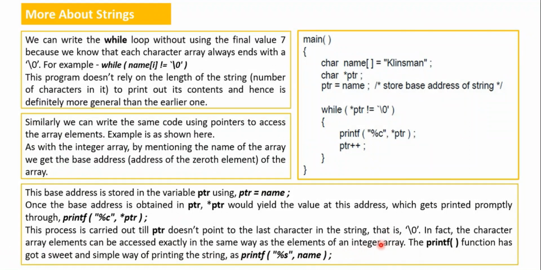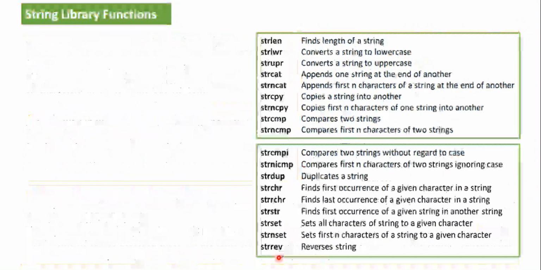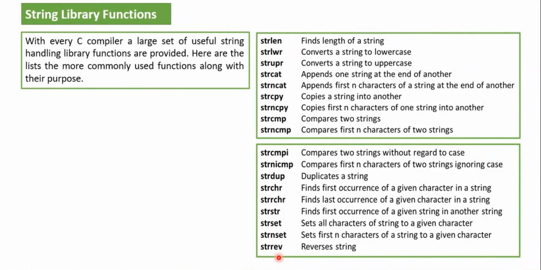The printf function has a sweet and simple way of printing a string: printf %s comma name. Here %s is the specifier for the string data type, and name is the character array, or simply string. Now we have the library functions for strings. With every C compiler, a large set of useful string handling library functions is provided. Here is a list of the more commonly used functions along with their purpose.